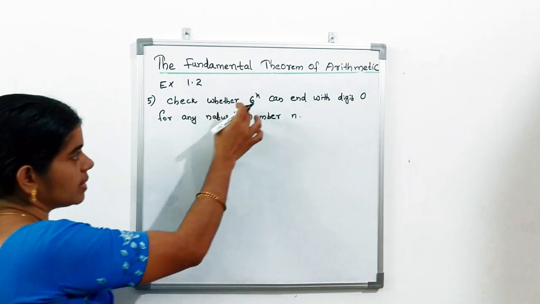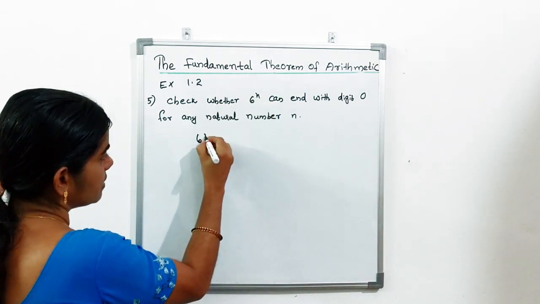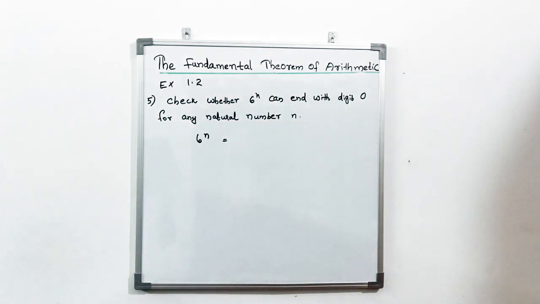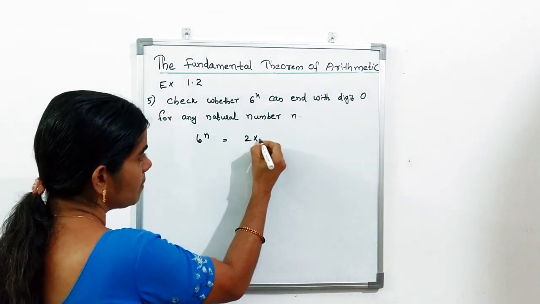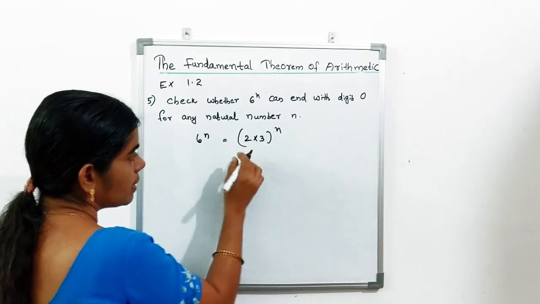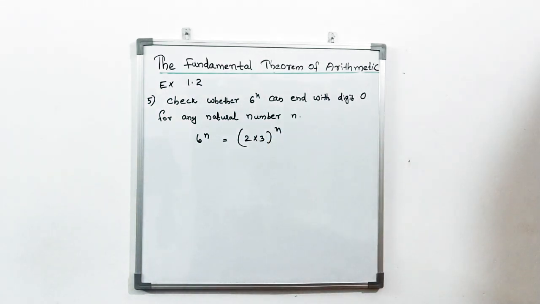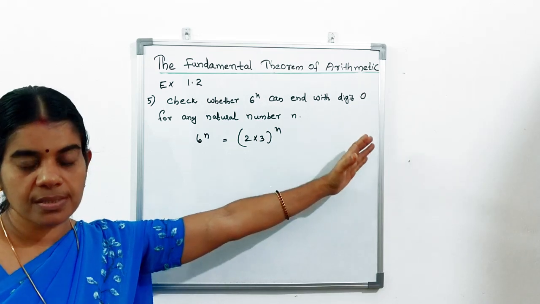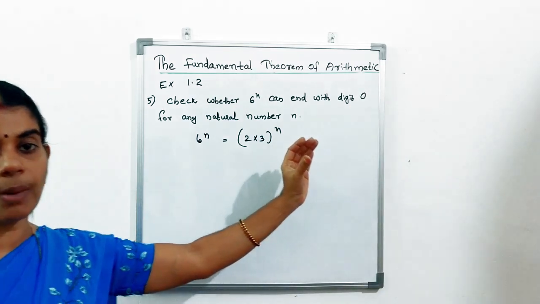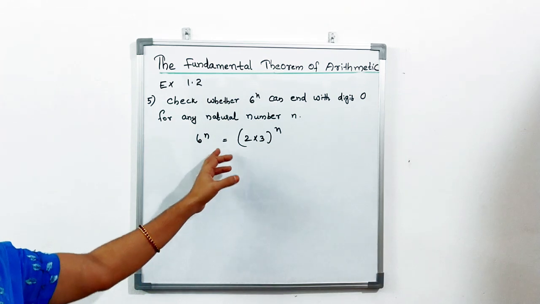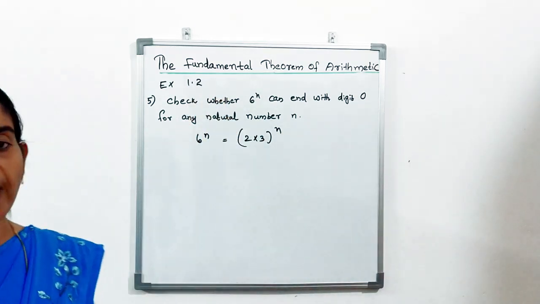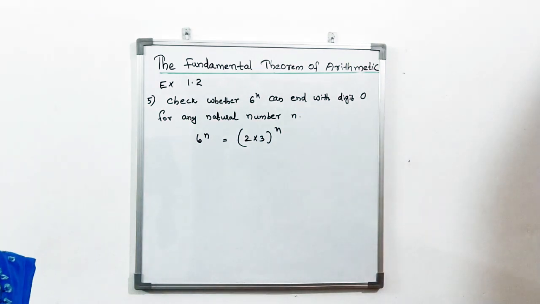First, we want to write 6 raised to n. Just make the prime factors of 6. You already know that it is 2 into 3, all raised to n. The prime factors of 6 are 2 and 3 only. If the number wants to end with the digit 0, the prime factors will be 2 or 5. Here the prime factors are only 2 and 3. Therefore, 6 raised to n cannot end with the digit 0.